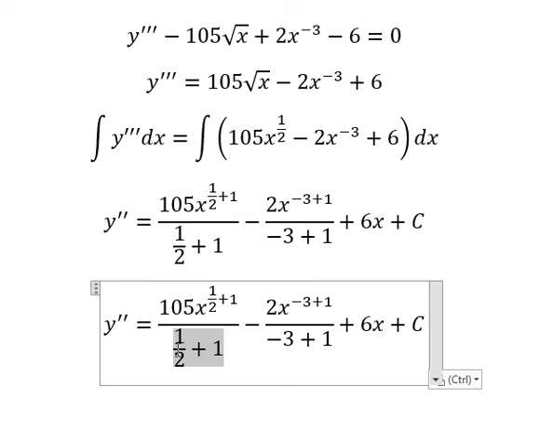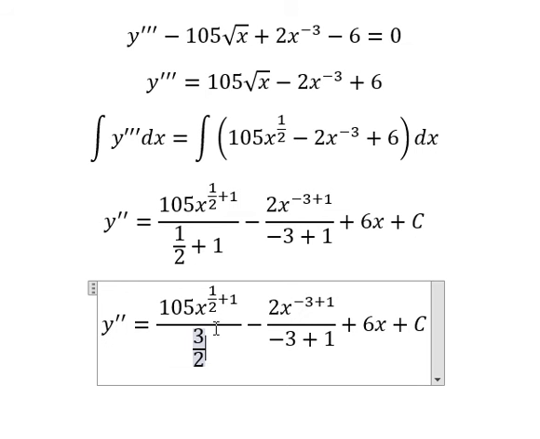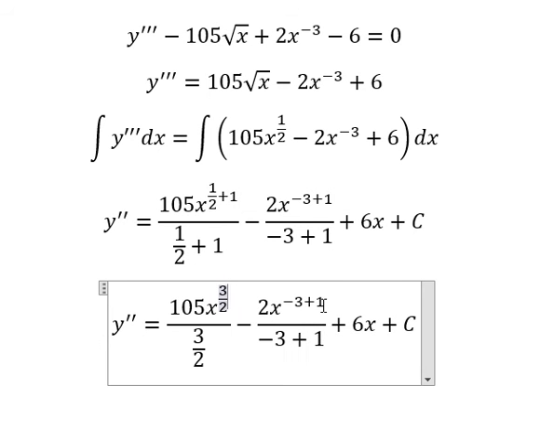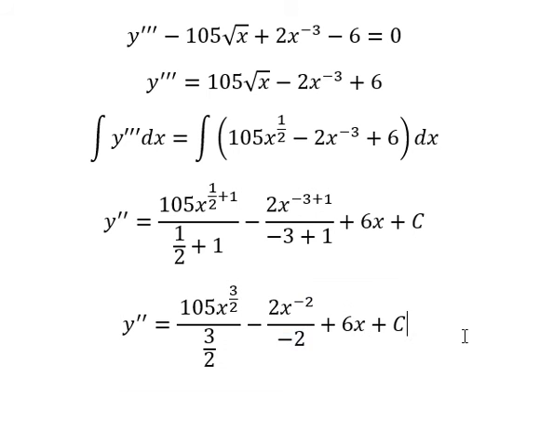So we simplify. This is 3 over 2. This is negative 2.